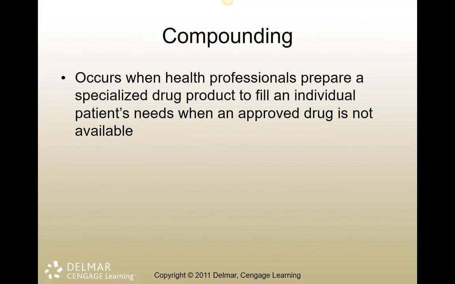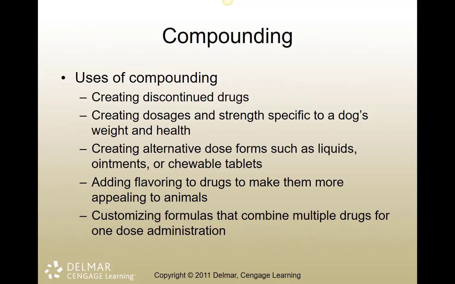One of the main things is that there's not an approved drug available, or if there is an approved drug, maybe it's in a strength or a flavor that we need to change, so we compound to change it. Some different reasons for compounding include using discontinued drugs that are still effective. There are certain drugs we can get in raw powder form that are no longer on the market, and we can compound those.